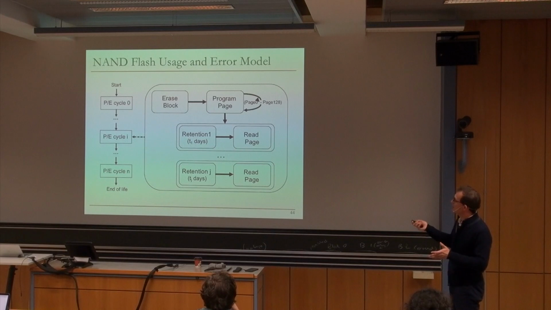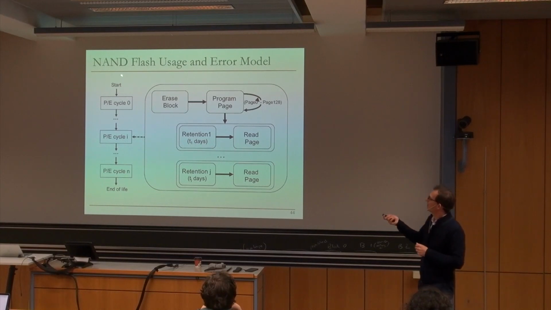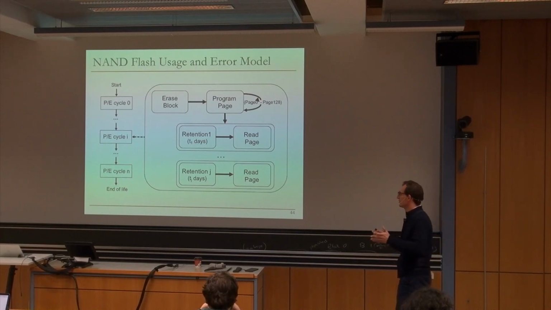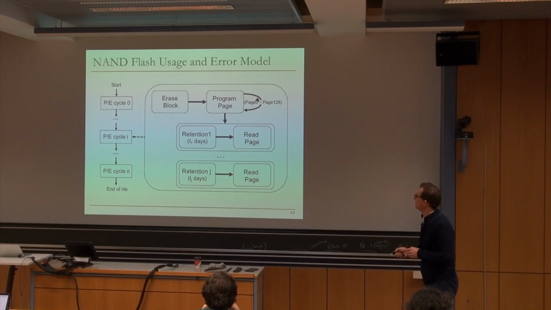So this is what we're going to do. Basically, this is what happens to a page over here. You start, you program and erase, one cycle, you program, erase again, program, erase again, program, erase again, and after some point you cannot program or erase or read. And that's when the page dies.